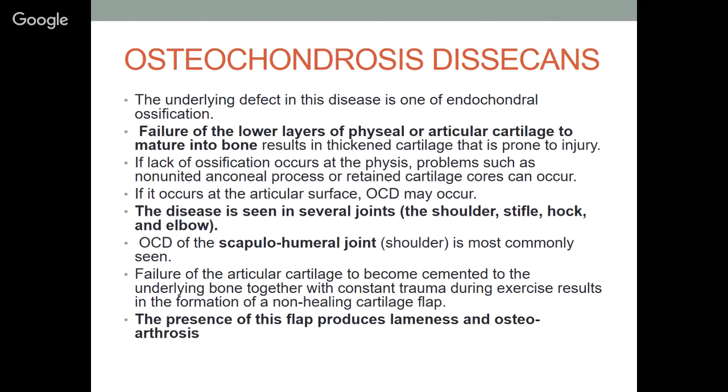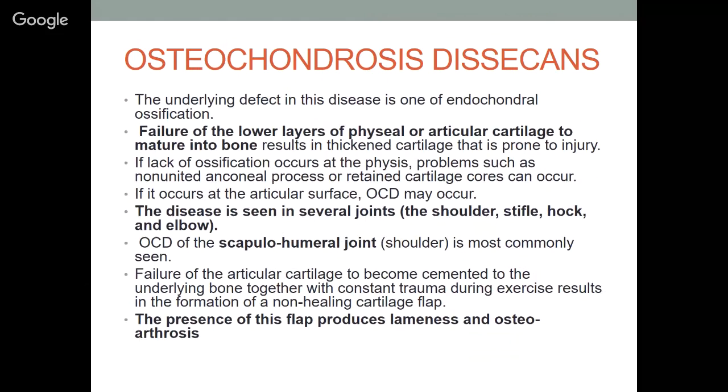Lack of ossification occurs at the physis, the end of the bone, and problems such as a non-united anconeal process. Remember, I told you that there's an anconeal process in the humerus, and we're going to talk about it later. Here's where we're talking about it. That anconeal process fits within the olecranon fossa of the humerus, and so it's very difficult to see even on x-ray. That can cause a non-united anconeal process or retained cartilage cores, like we saw in this picture here. If it occurs at the articular surface, that's when we get OCD.